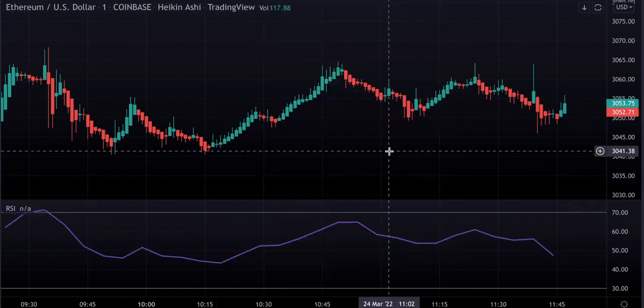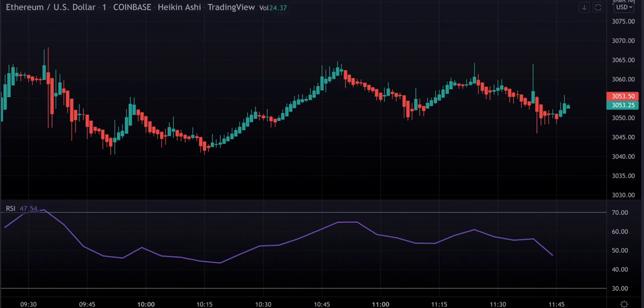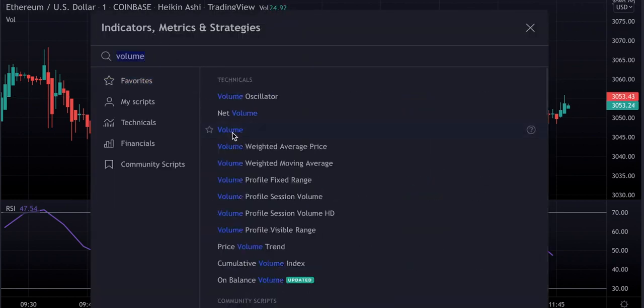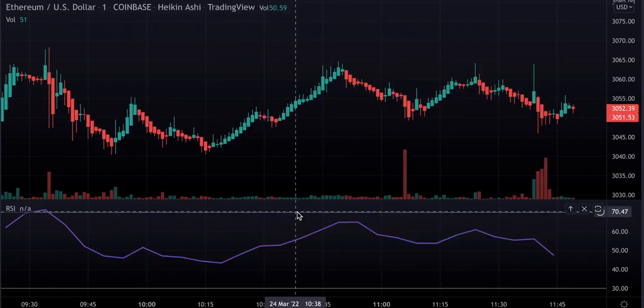And there we go. And for our second indicator, we're going to use a simple volume. That one right there. Okay, the system is ready. It's very simple, as you can see. So let's get into our trading rules.